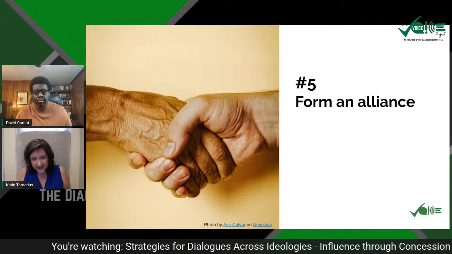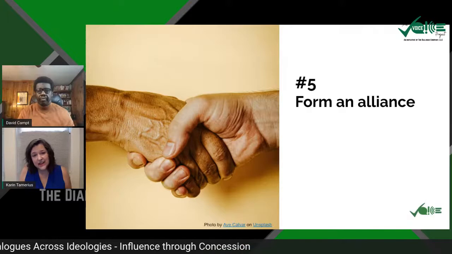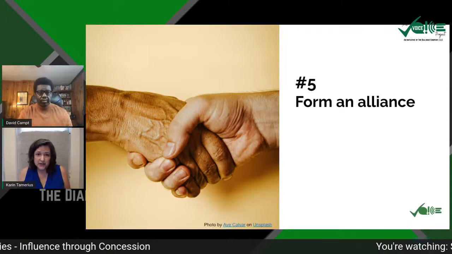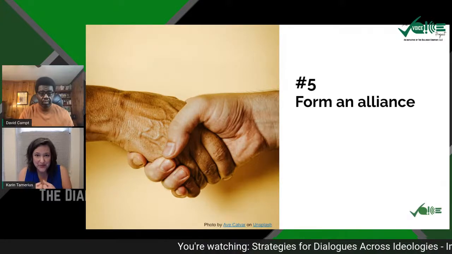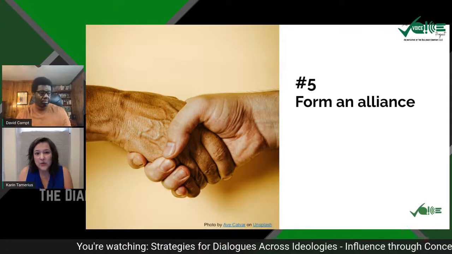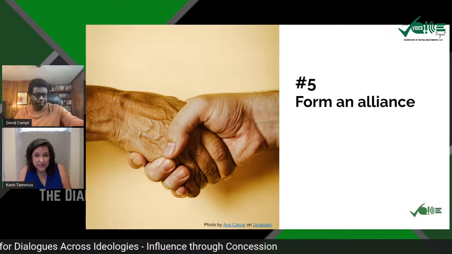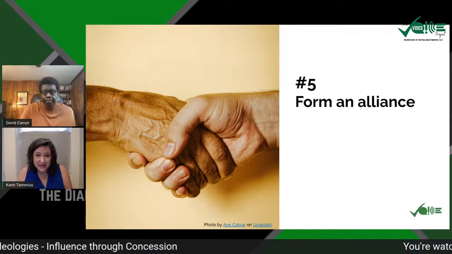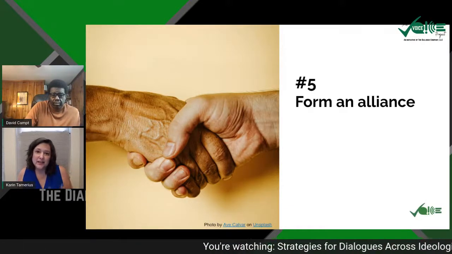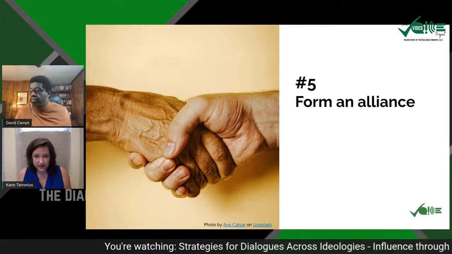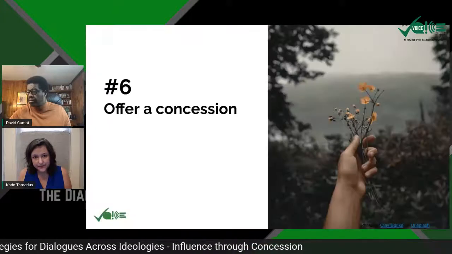The fifth reason that we agree is to form an alliance. The last thing we want in a political discussion is to be at odds. We don't want to fight with the person we're talking with. We want to show them that rather than being on opposite teams, we're actually on the same team confronting a problem together. And it is by agreeing and identifying common ground that alliance is formed.